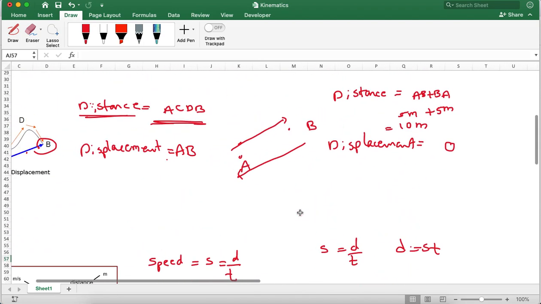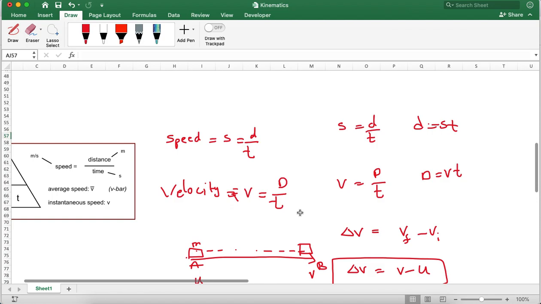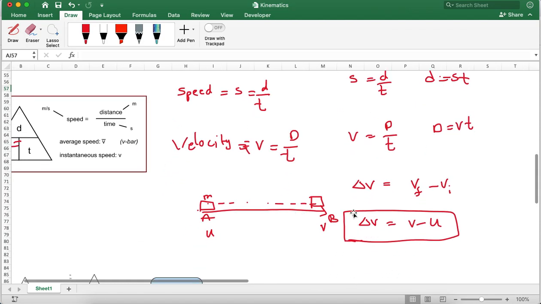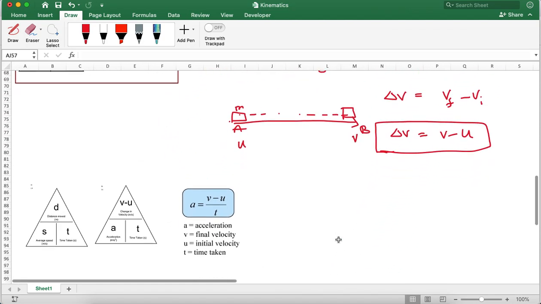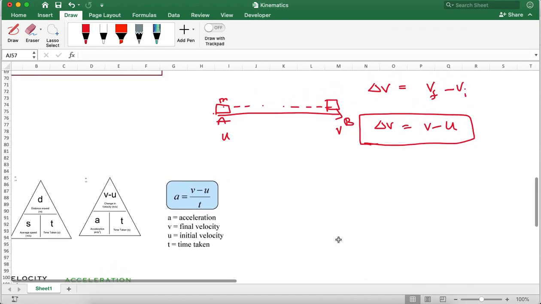So till now, what have we learnt? We have discussed distance and displacement, speed and velocity, and change in velocity. Now, as I said, the velocity is not always constant. The velocity sometimes increases and sometimes decreases. If it is increasing, it means it is accelerating. If it is decreasing, it means it is decelerating.